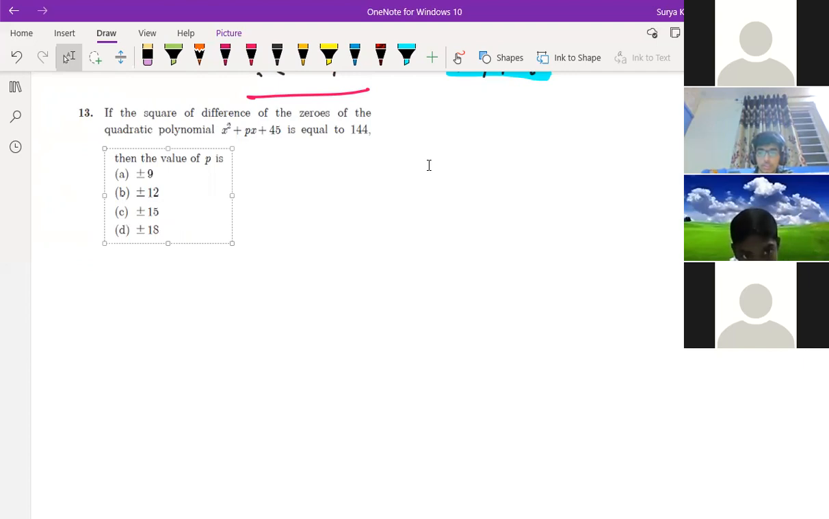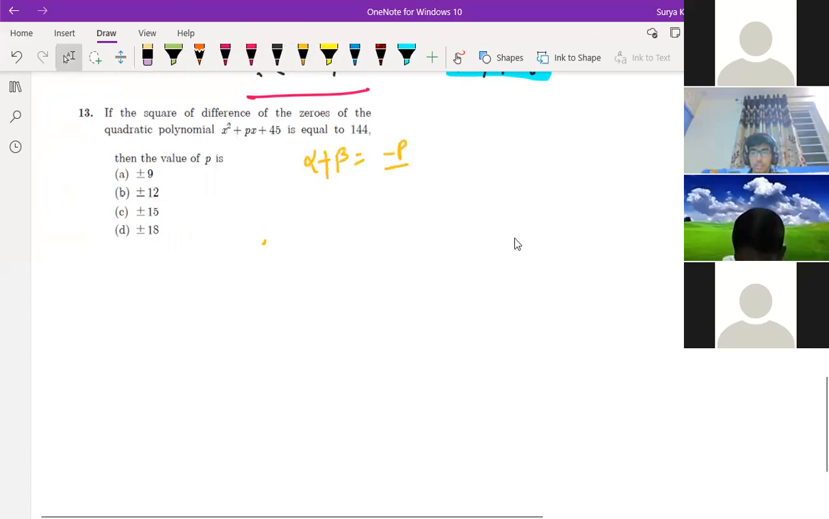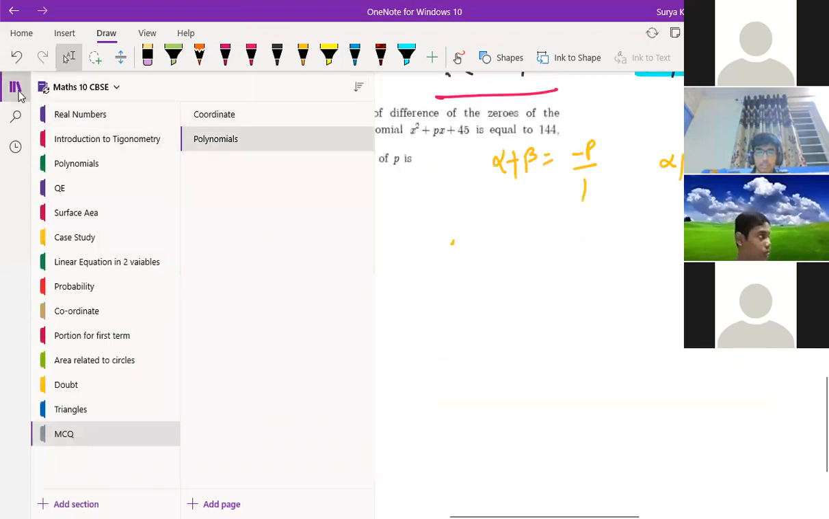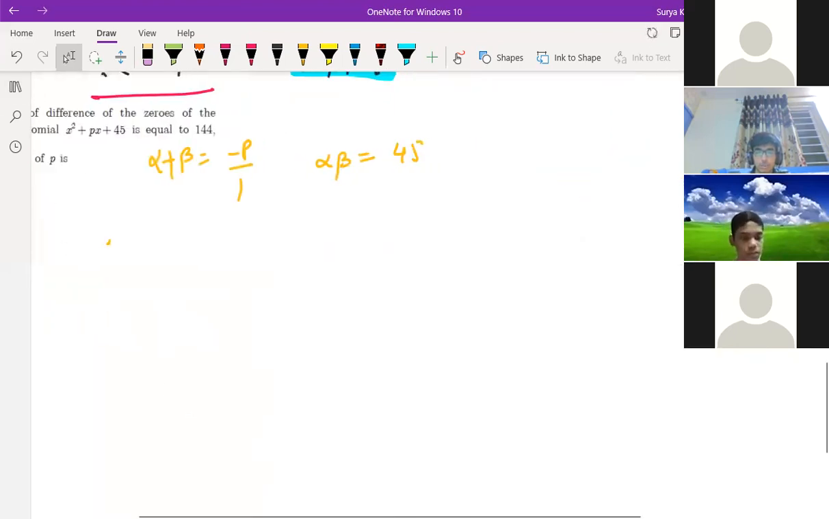So we can take f(x) equal to x square plus bx plus 45. Then alpha plus beta equal to minus p by 1, that is equal to minus p. Alpha beta equal to 45 by 1, that is 45. After this, we'll take alpha minus beta whole square equal to 144.